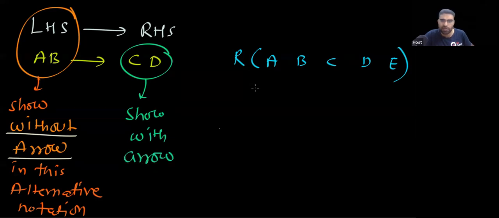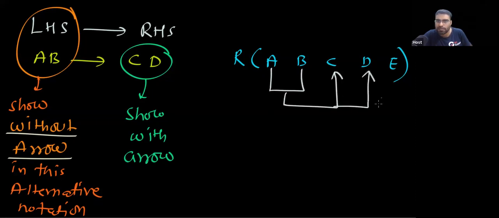See what will happen. This is how you will do it. Something like this, or you can do something like this, and then you will put an arrow here. Is this clear? Please tell me. Is this understood? So remember, this you will put without arrow, and this you will put with arrow. Very simple.